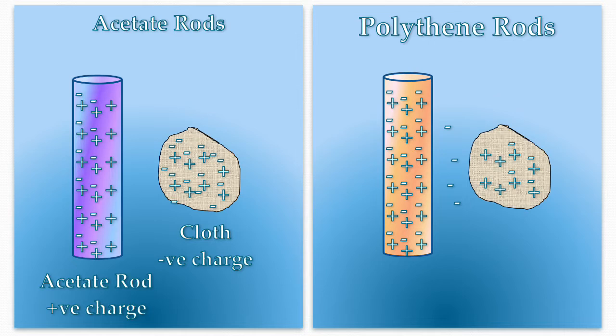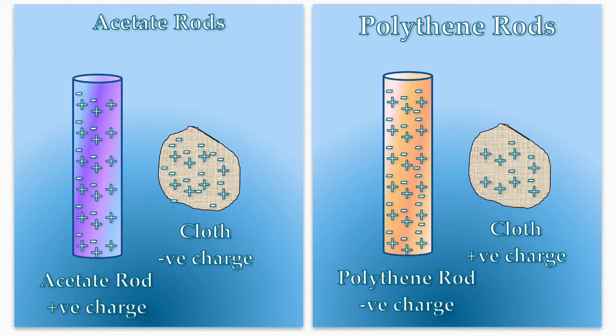Friction between a polythene rod and cloth will result in electrons being transferred to the polythene rod, giving it an overall negative charge and the cloth a positive charge. Once again, you're not expected to remember what type of material will gain or lose electrons.